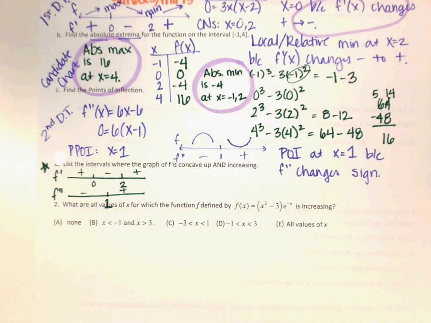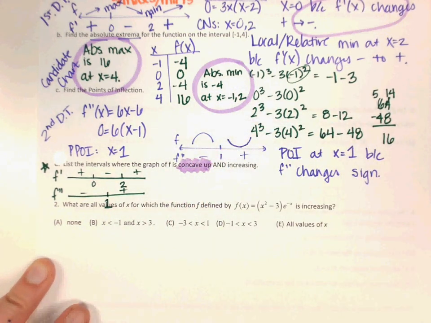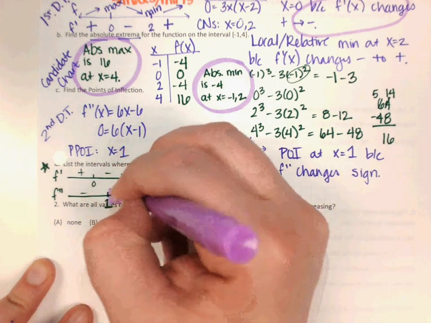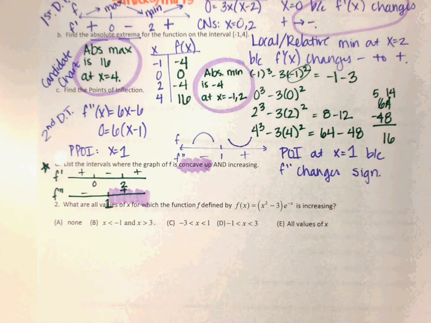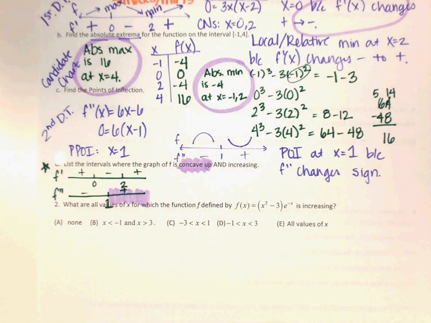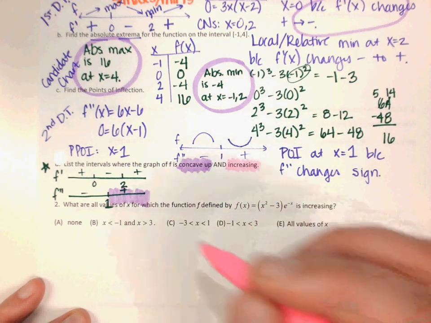Okay, so I want my graph to be concave up. Which number line should I be looking at? Top or bottom? Concave up, I should be looking at f double prime, and what sign do I want? Positive, so I want here. Then I also want it to be increasing. What number line should I be looking at, top or bottom? Increasing means I'm looking at f prime. What sign do I want?